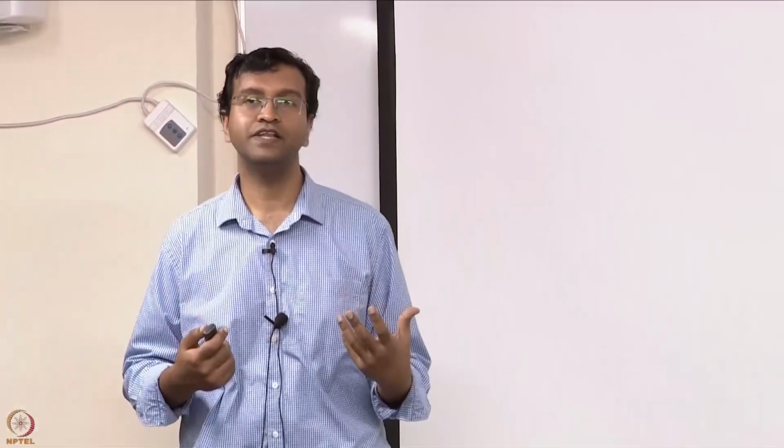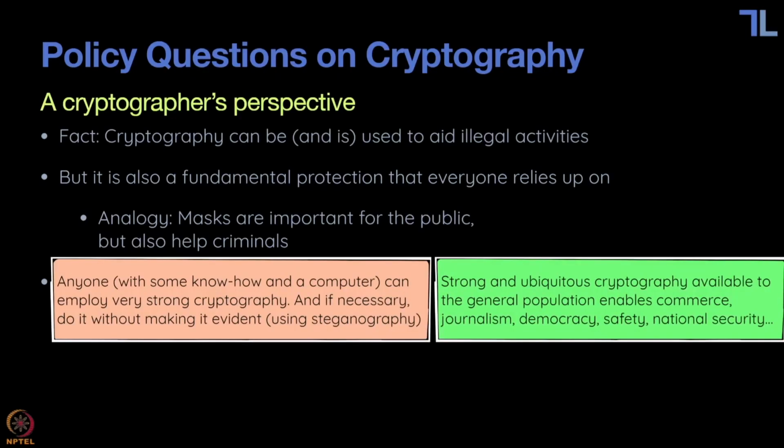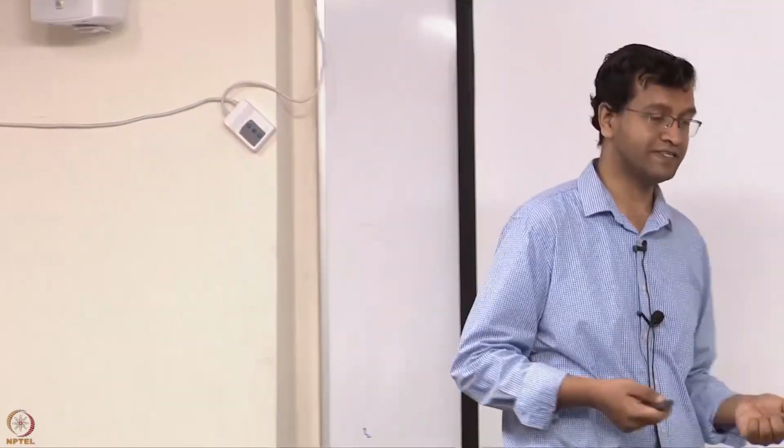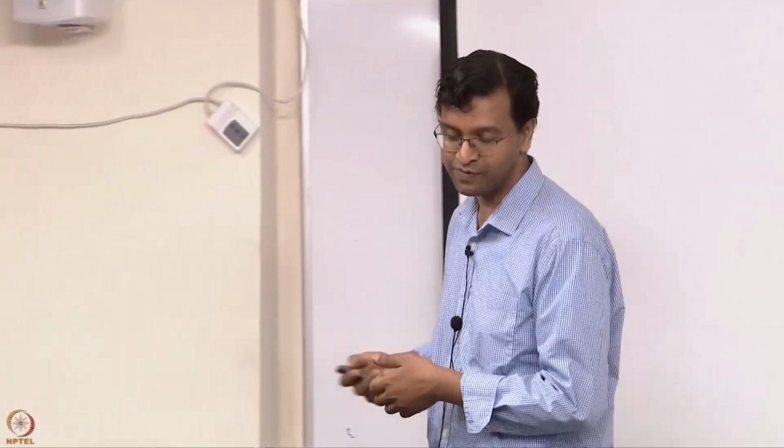Just like that T-shirt, anyone with some know-how can employ strong cryptography. They can get around the regulations. Even if it's illegal, it may not be detected, so they can do it without any consequence. On the other hand, law-abiding citizens and institutions will be forced to not use strong cryptography.